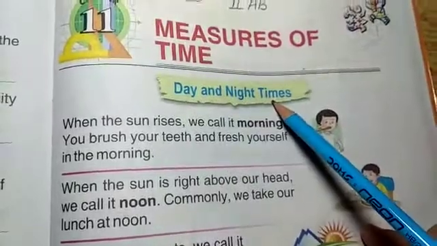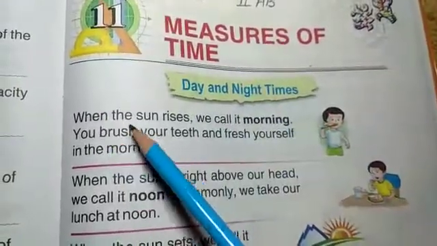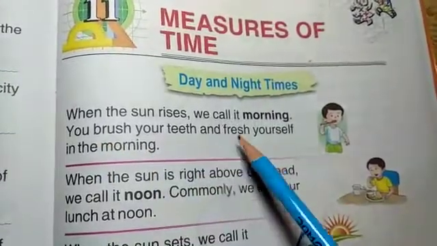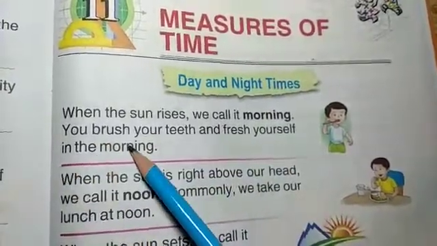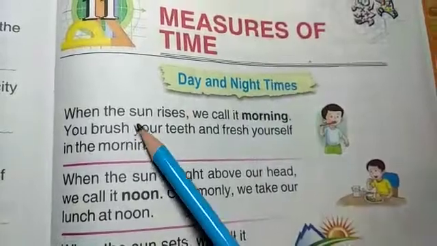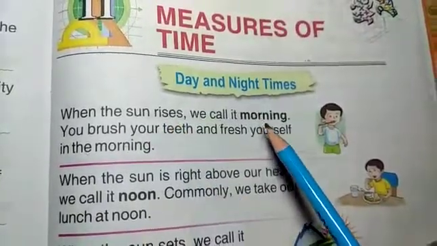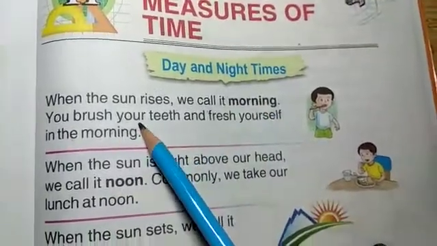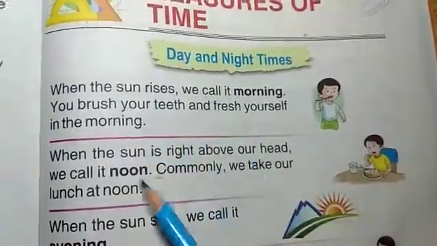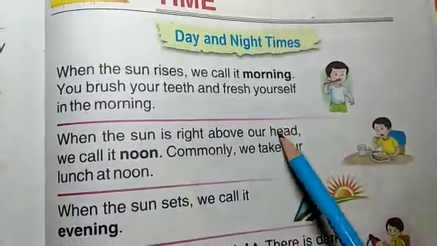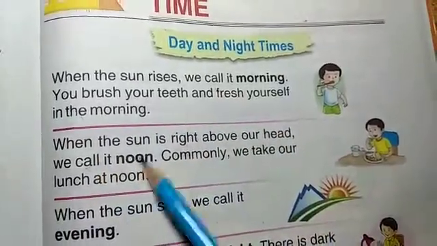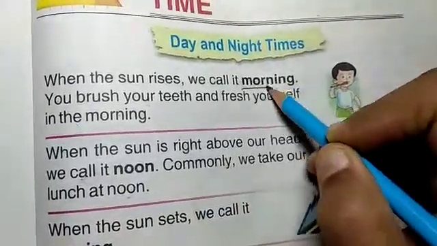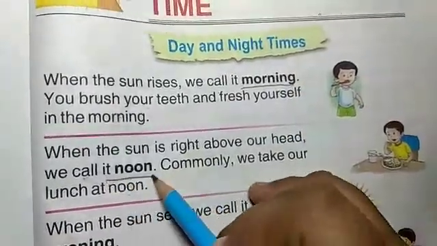Day and night times. When the sun rises, we call it morning. We brush our teeth and freshen ourselves in the morning. When the sun is right above our head, we call it noon. Commonly we take our lunch at noon. This was morning, this is noon.